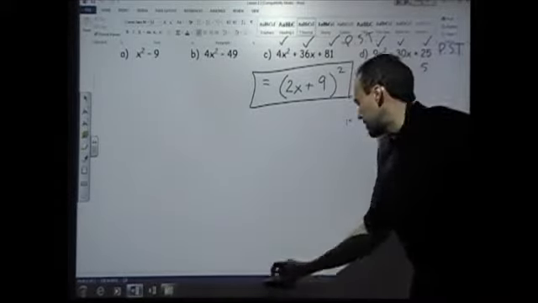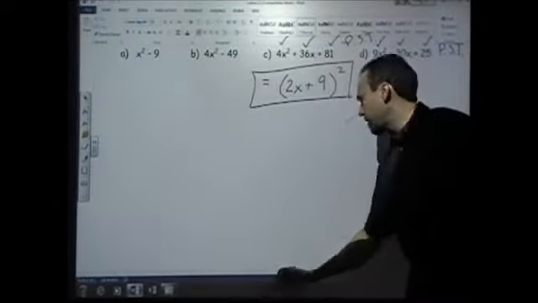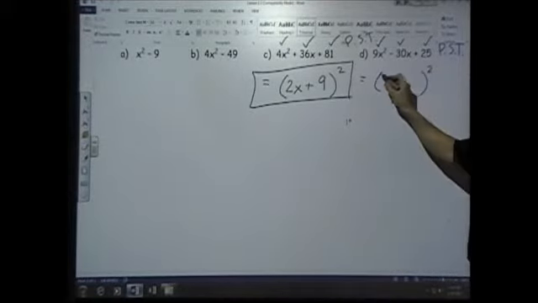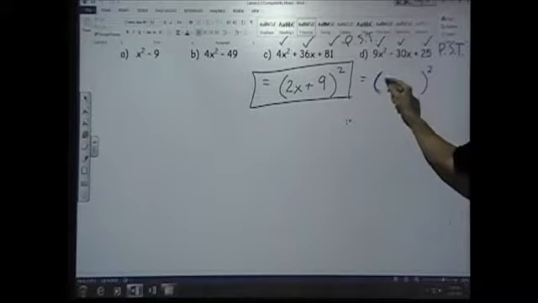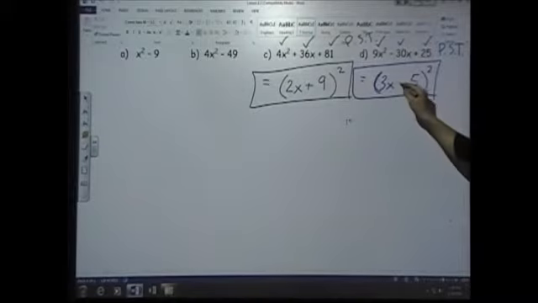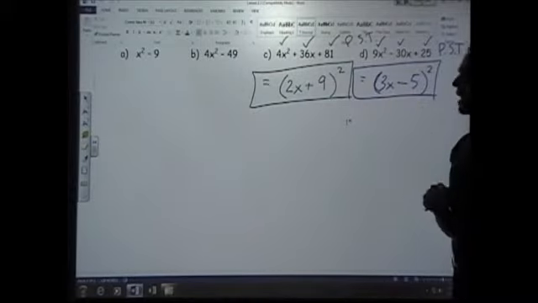I'm going to label it as that. And I'm going straight to the answer. No decomposition needed for me. So it comes from a binomial all squared. The square root of that is just 3x. The square root of that is just 5, with a negative sign in the middle because the b is negative. So I promise you that if you expand that, it will be that trinomial.